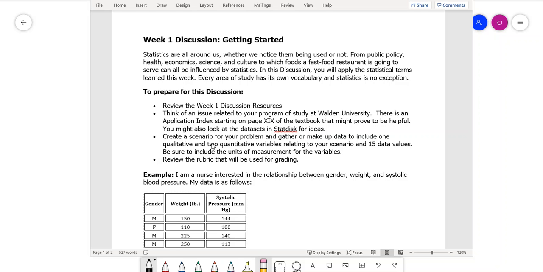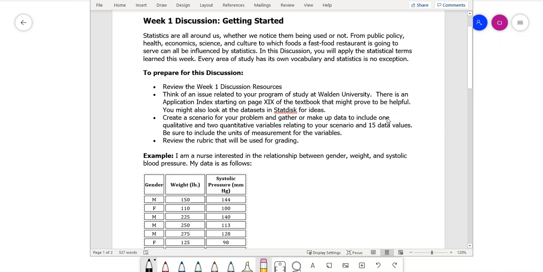And so then you're to create a scenario. It's something basic, think more basic than complicated. Sometimes students come up with these real complicated ideas and they end up making mistakes and having to rewrite things and so on. And so fairly straightforward, especially for the first one. And it says you want to gather or make up data for this first one, and you want to include one qualitative and two quantitative variables. So in statistics, all variables are broken up into one of two different categories. They're either qualitative or quantitative.